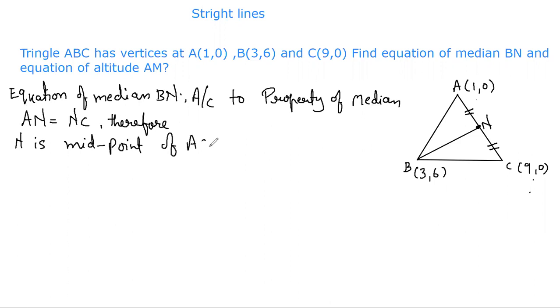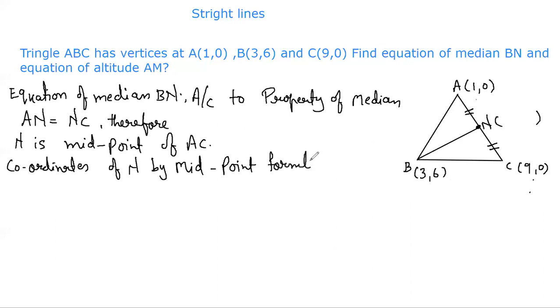Now, if we can get the coordinates of N here, then this question will become even easier. We know that N is the midpoint of AC, so we can use the midpoint formula for finding the coordinates of N.